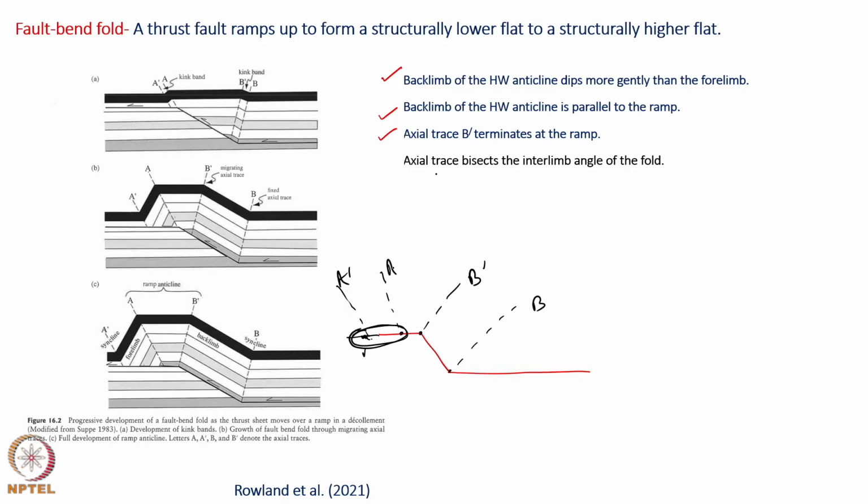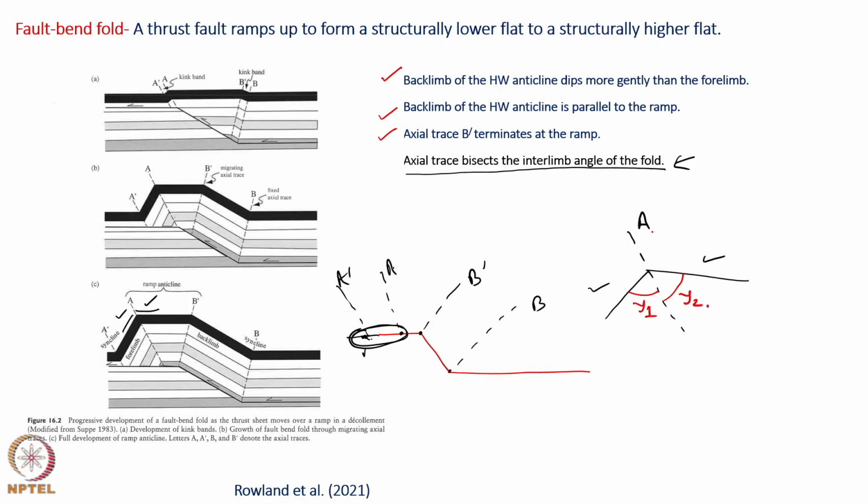Next important point, the axial trace bisects the interlimb angle of the fold. Let us take this particular top layer. These two I have drawn over here, and there is the axial trace A. This statement says that these two angles are the same. We can call them gamma 1 and gamma 2.